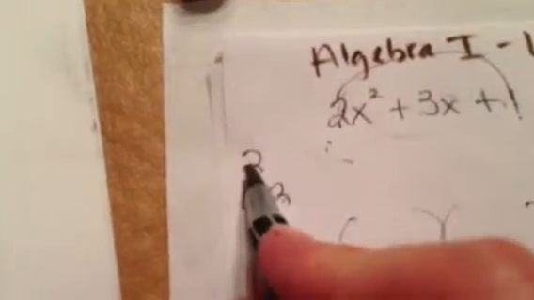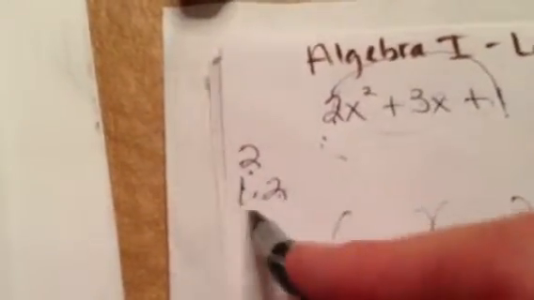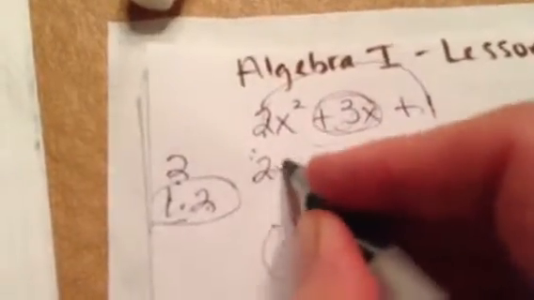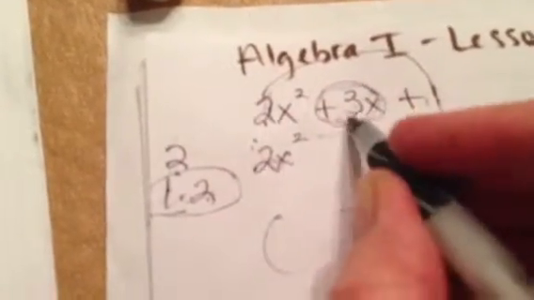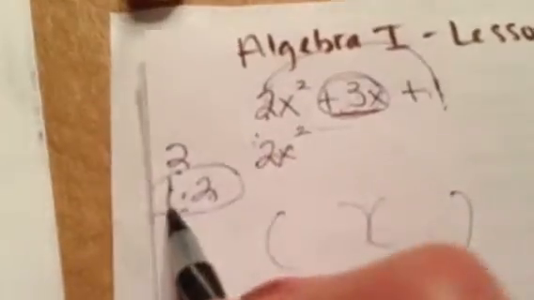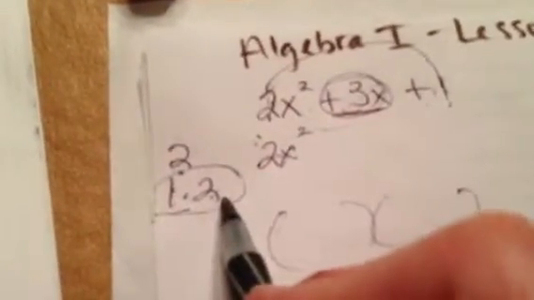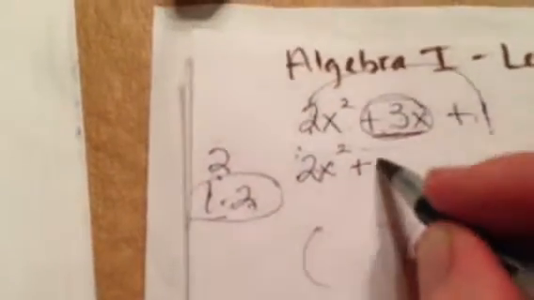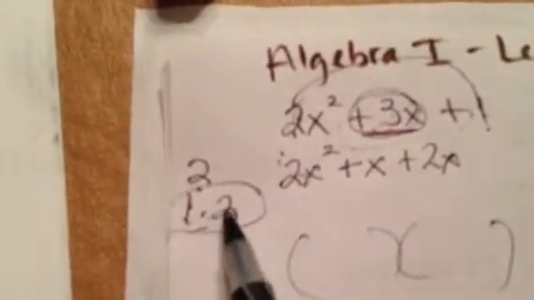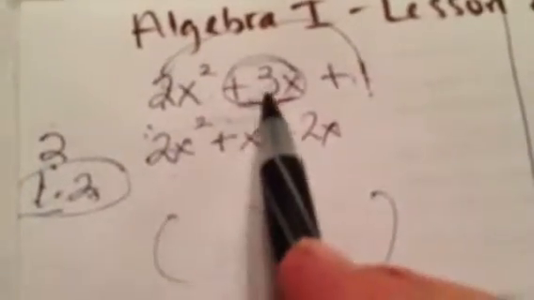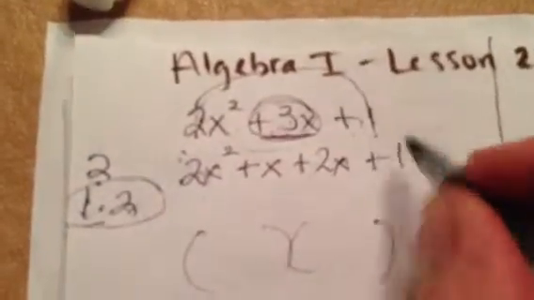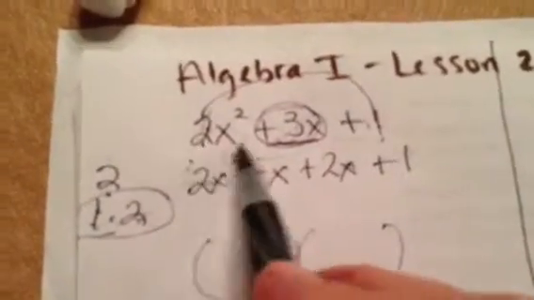1 times 2 is 2. 1 plus 2 is 3. So these are my magic numbers right here. So what we're going to do is instead of this 3x, I'm going to write 2x squared. Notice that's exactly what I have here. But instead of this 3x, I'm going to write these in any order I want, and I'm going to write plus, and since they're in this order, 1x plus 2x. Notice that gives me this 3x plus 1. Okay, notice this is the exact same thing as this.